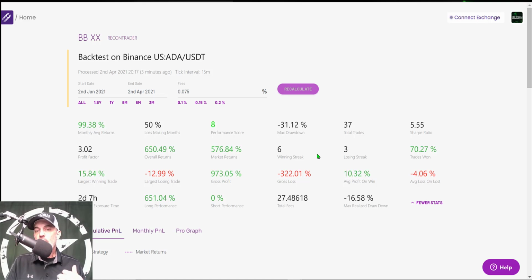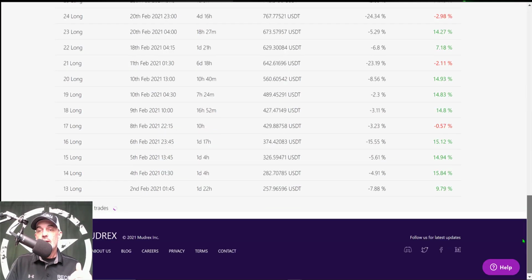Now, something else I want to point out, there is a losing streak of 3, and so you do need to ask yourself, can you withstand 3 losses in a row? And it might be the very first 3 trades, but let's scroll down and see how we start out.